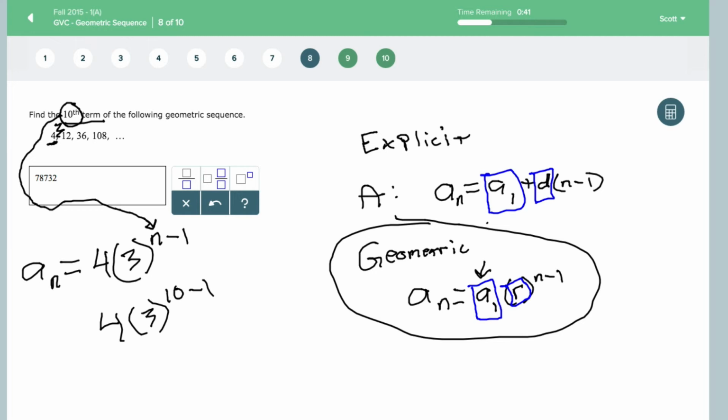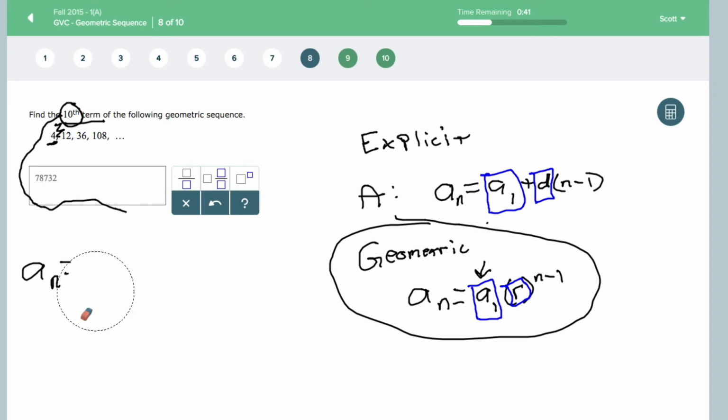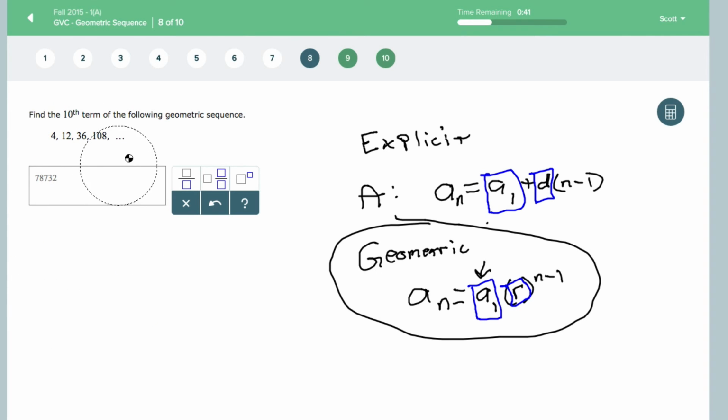Now there's lots of calculators online that can do exponents, so if you don't have a calculator that can do an exponent, you can do one online. Let's go to the next one.